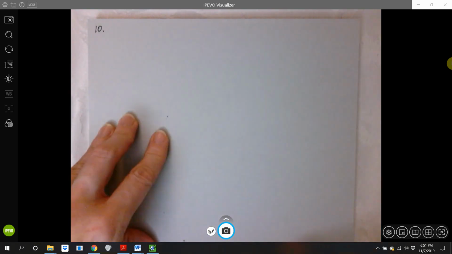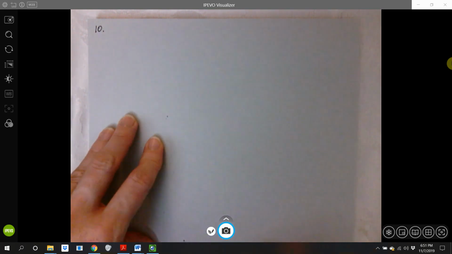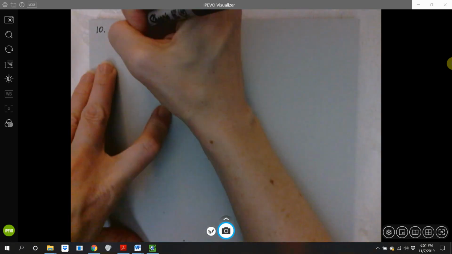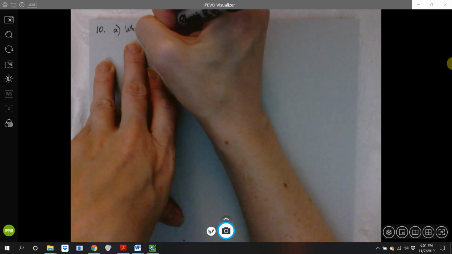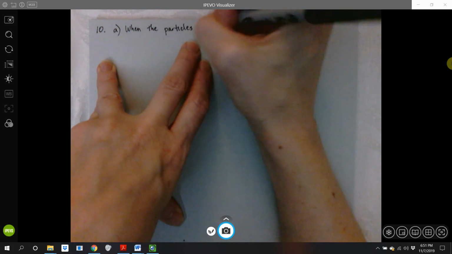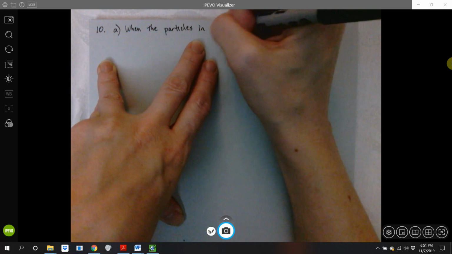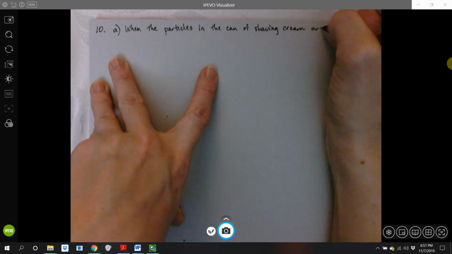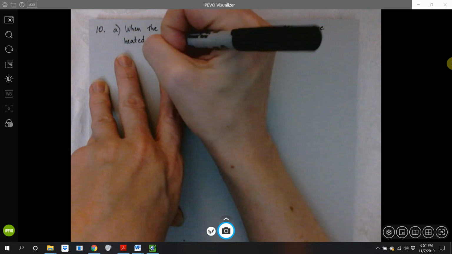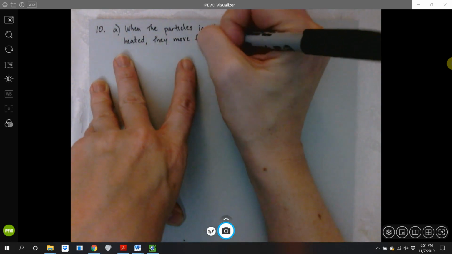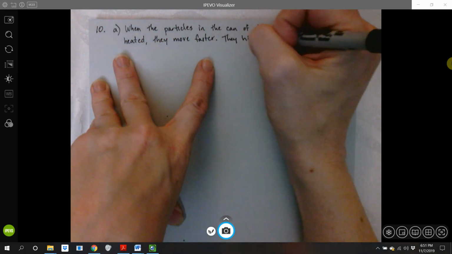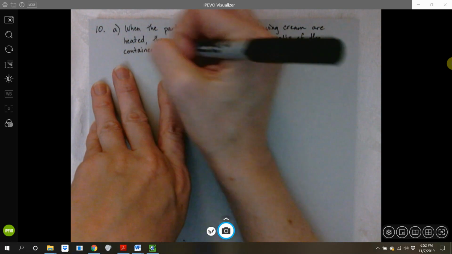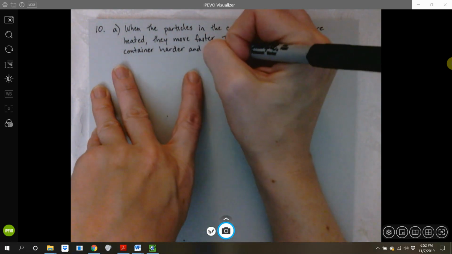Question 10. A can of shaving cream has this warning: contents under pressure, do not place in hot water or near radiators or stoves. A says, use the kinetic molecular theory to explain the warning. Okay. When particles in the can of shaving cream are heated, they move faster, they hit the walls of the container harder and more often.